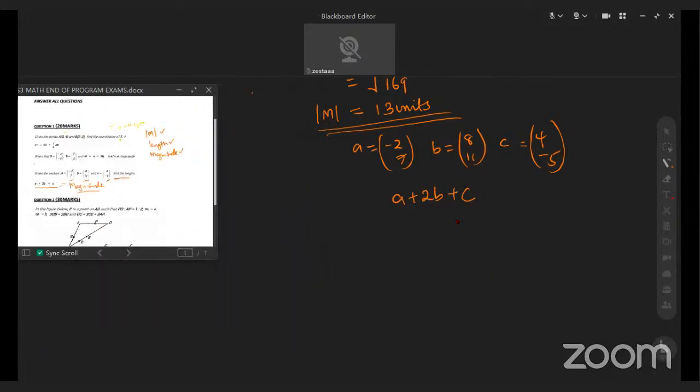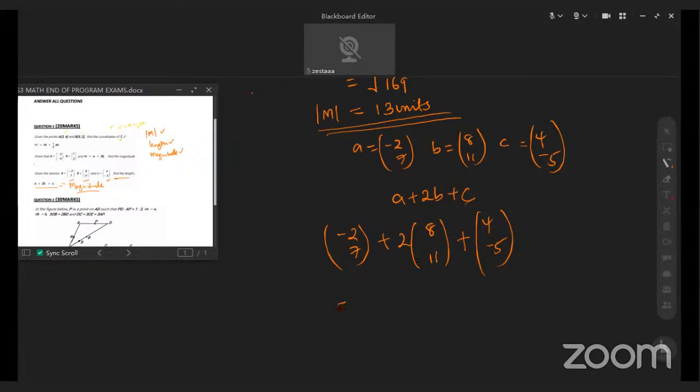By the way, you can take it as a whole. So you first get A plus 2B plus C, which will be -2, 7 plus 2 into B, which is 8, 11, then plus C, which is 4, -5. From here, please ensure you first open up these brackets before you do the general adding up.